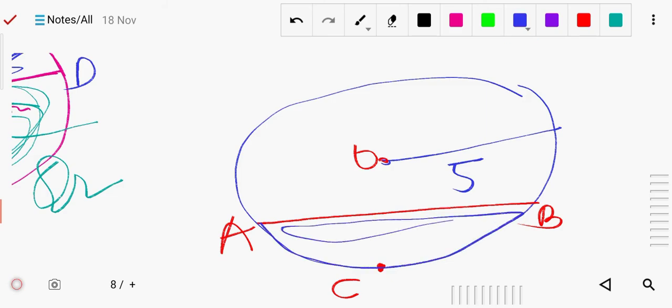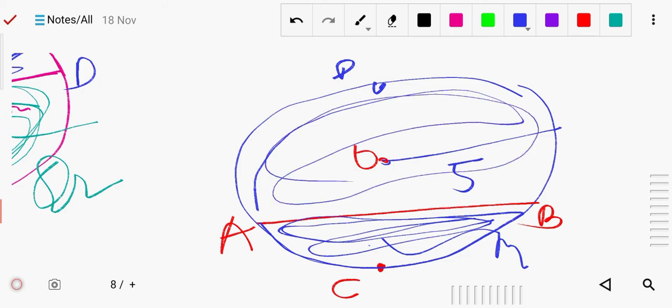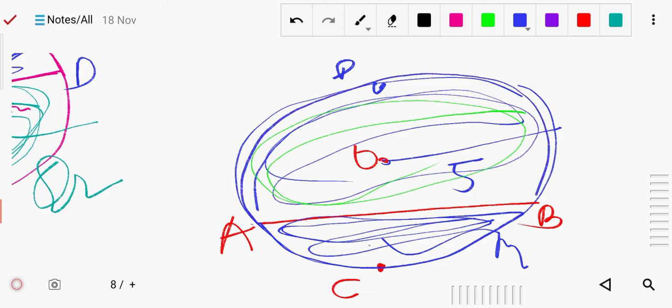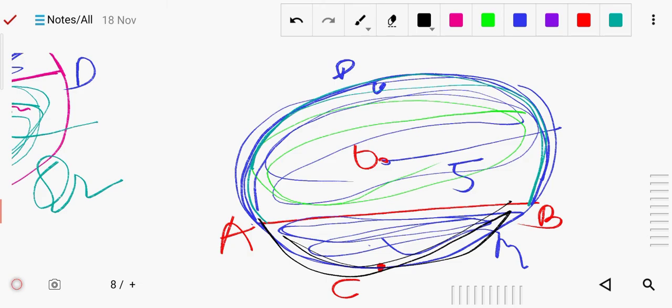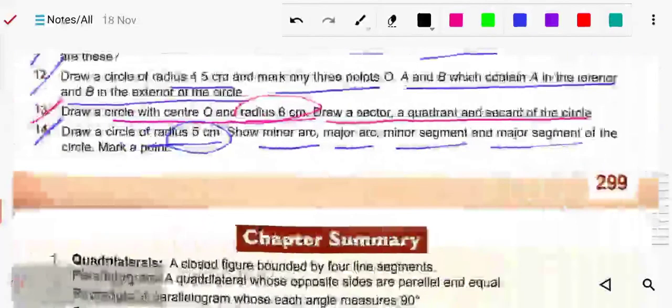This particular region is called the minor segment. This is your minor segment, and suppose I have taken any point D here. This particular region is called the major segment. Now the major arc, you can say A D B. This is the major arc, this side. And this side is your minor arc. So you can mention it by naming. So likewise you have to do.